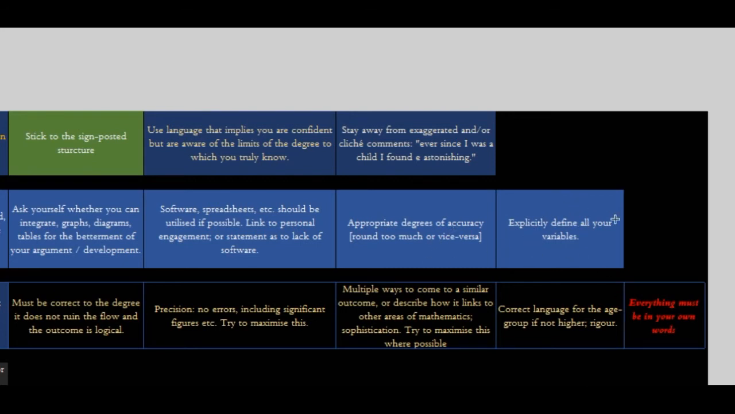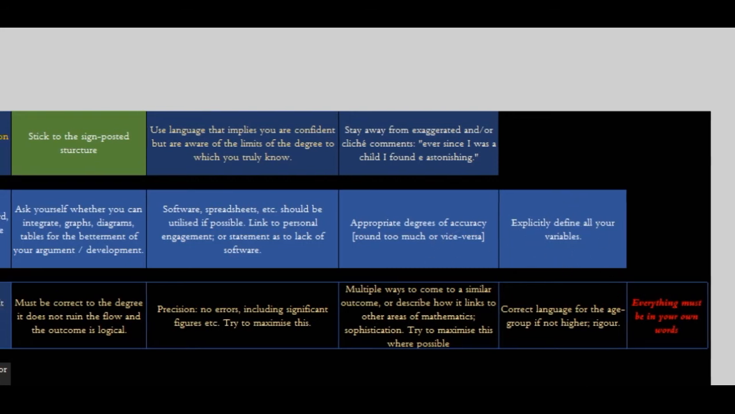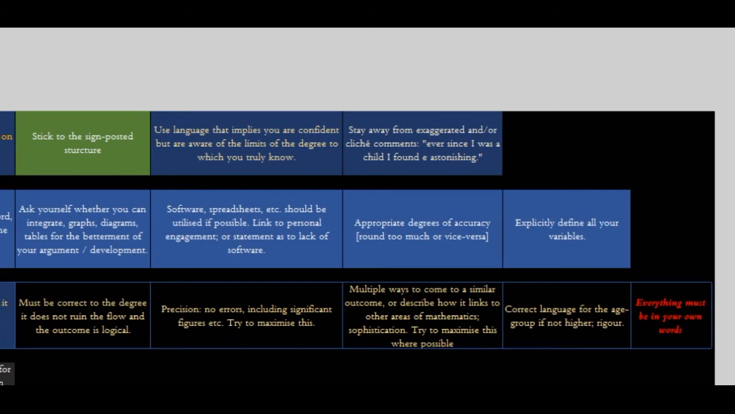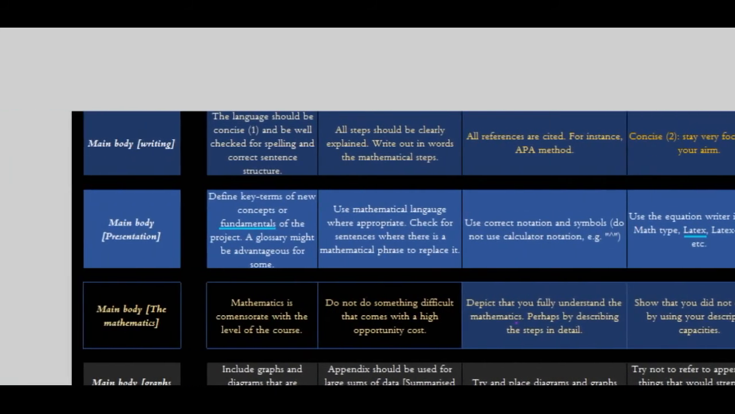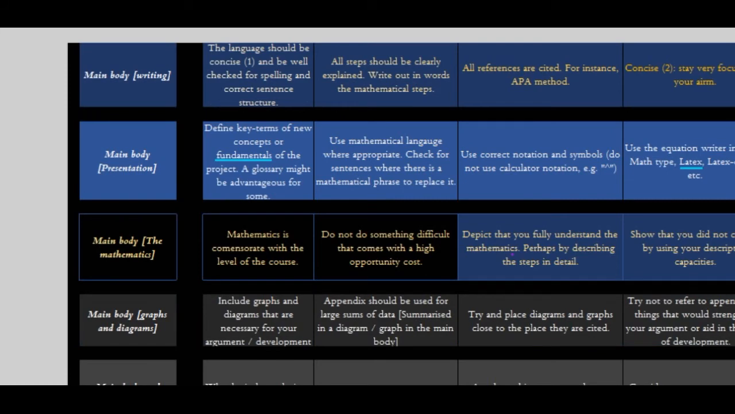And explicitly define all variables. If you're going to convert something into a letter like M, let us know what it is. Is it mass? Is it something more specific than that? So please define your variables. Okay, we're getting through. Thank you for being patient.